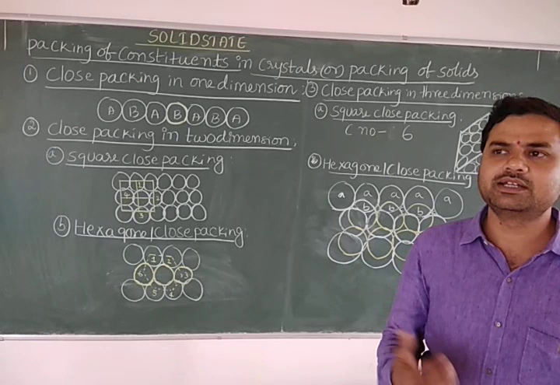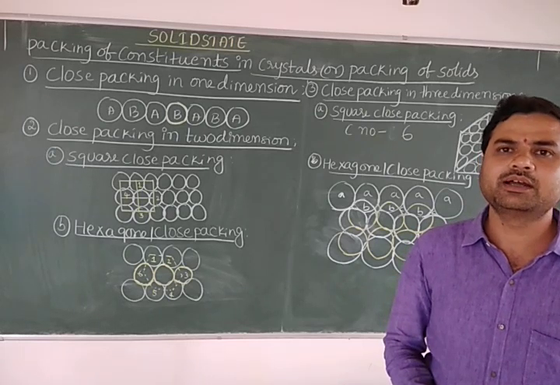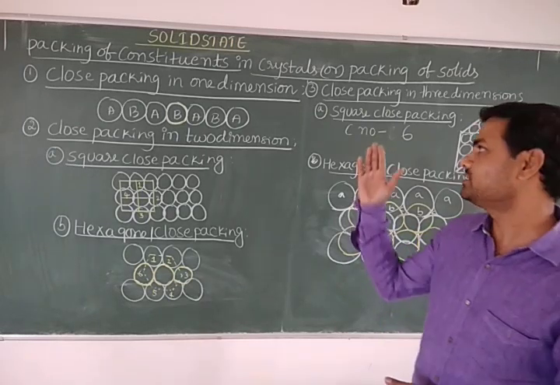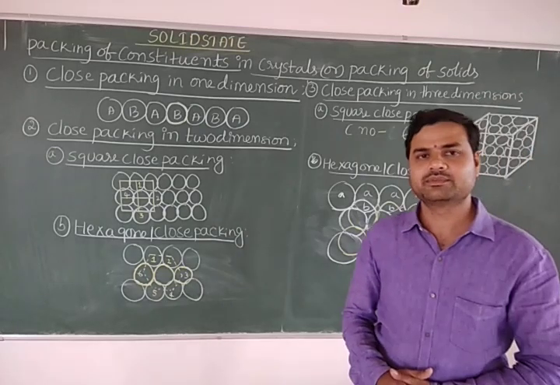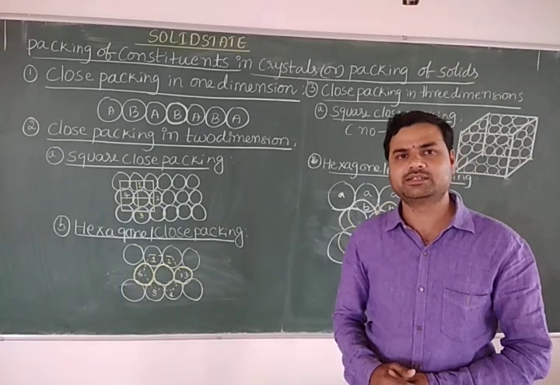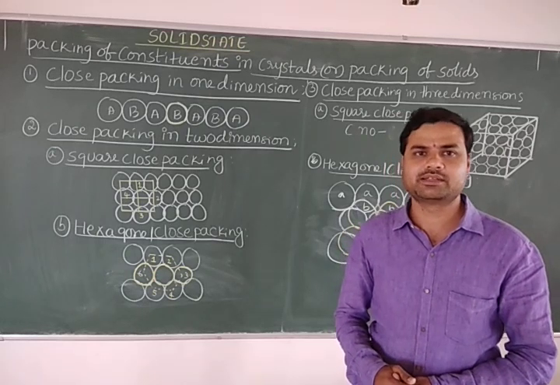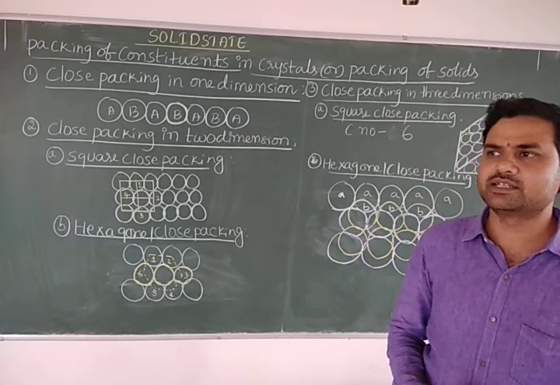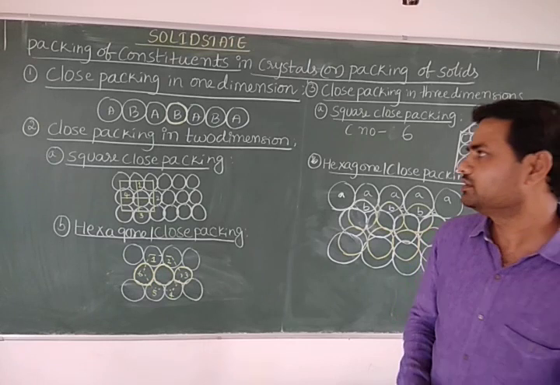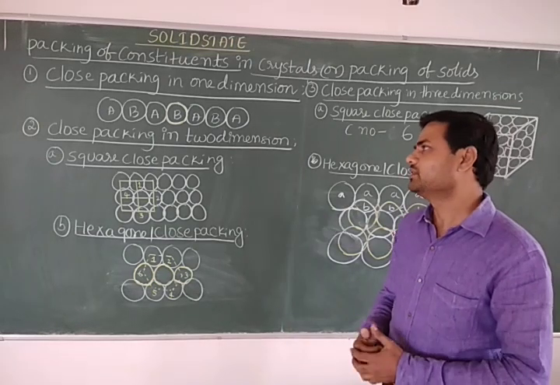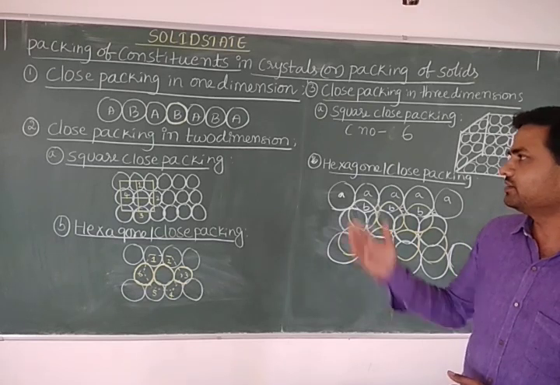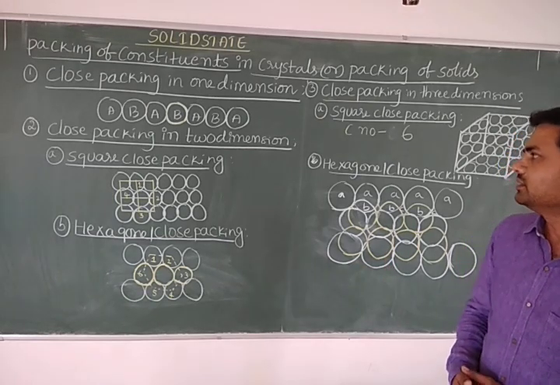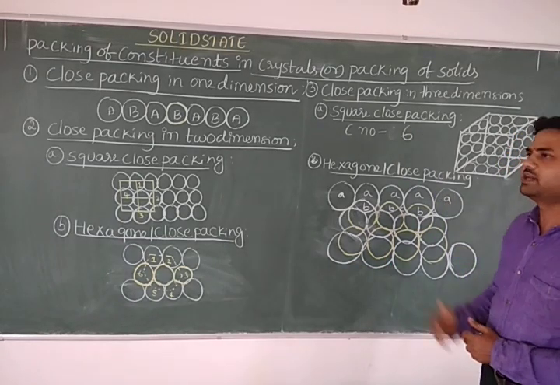Here, how can solids be packed? The constituents are nothing but the atoms present in the solid. How can these atoms or constituents be packed in the solid? To understand this concept, we must know three types of packing. The first is close packing in one dimension. The second is close packing in two dimensions. Next, we have close packing in three dimensions.